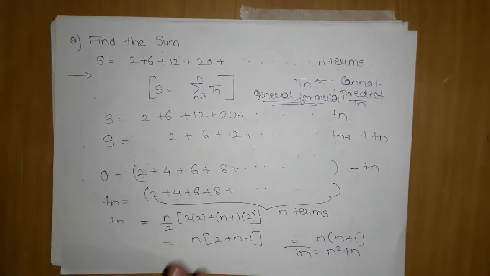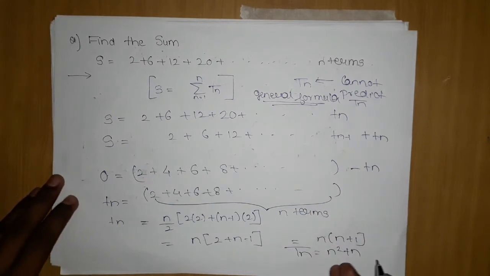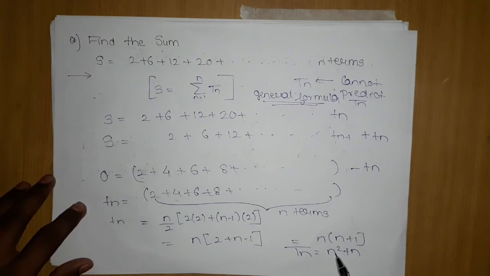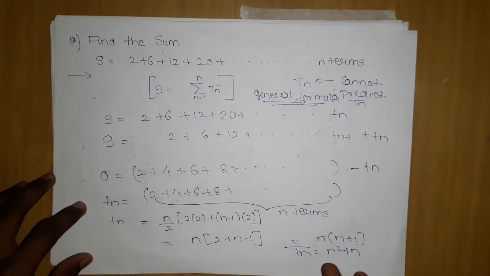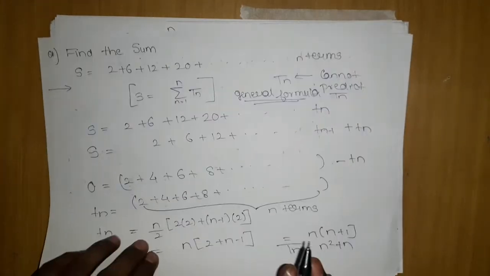Now let's analyze the question again. When do you have to use this method? When you cannot analyze the Tn term. If you can analyze the Tn term, say if you put 1 here, it will be 1 squared, 1 plus 1, 2, then half the job is done. You can directly use the formula and get the answer.